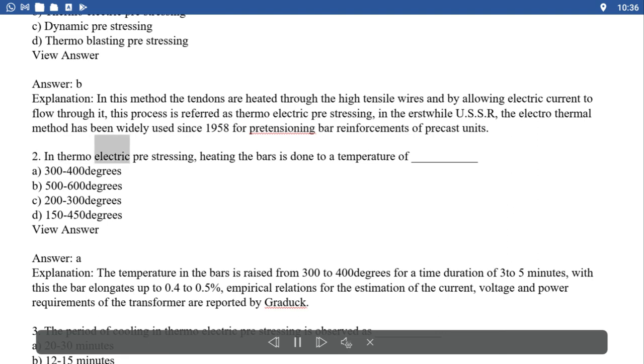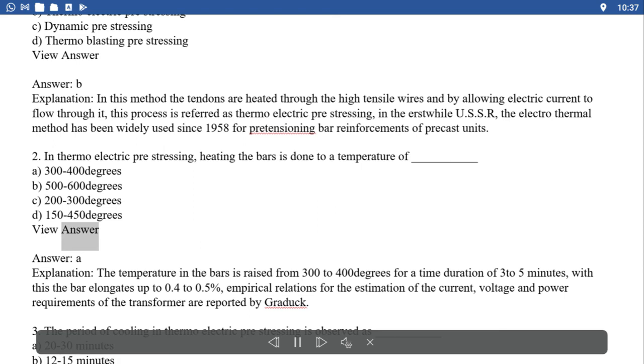2. In thermoelectric pre-stressing, heating the bars is done to a temperature of blank. A. 300 to 400 degrees. B. 500 to 600 degrees. C. 200 to 300 degrees. D. 150 to 450 degrees.